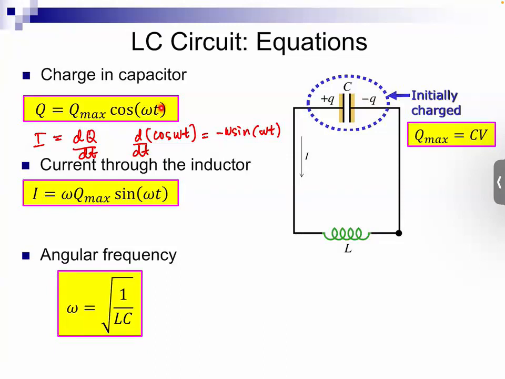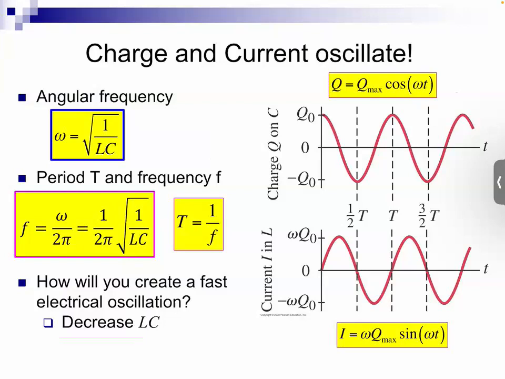If we plot these two functions in a graph, the charge is a cosine function with respect to time. The y-axis is charge, the x-axis is time. When time is equal to 0, cosine 0 is equal to 1, hence you have maximum charge. Whereas the current is a sine function, and at time t equals 0, sine 0 is equal to 0. Hence at time t equals 0, the current is 0.